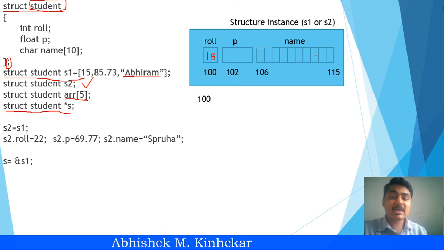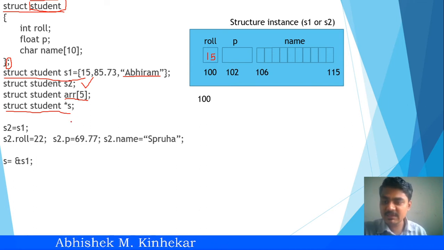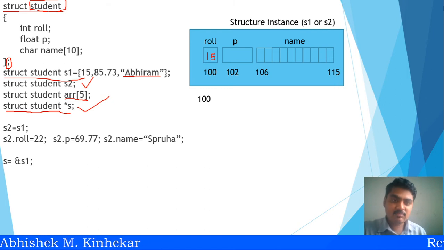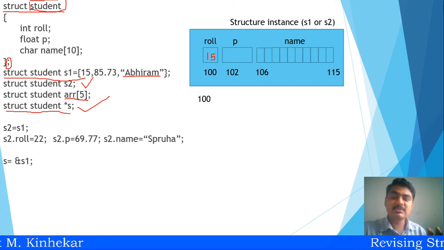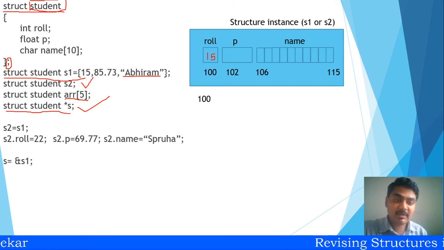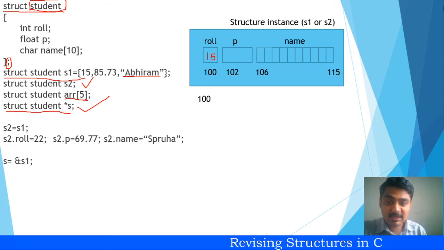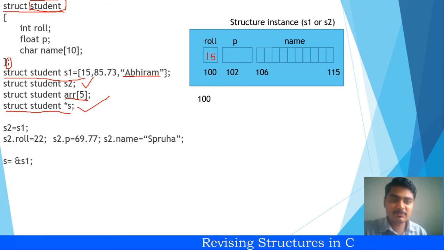Now let us see another way through which we will be instantiating a structure. We know that we have created a structure pointer over here, correct? What does a pointer contain? A pointer simply contains an address of something. In our case, the structure pointer will contain the address of a structure. So how do we give the address of the structure to s? We simply write s equal to address of s1. What is the address of s1? 100. So we will be passing 100 to s, and by using s we can also access roll, p and name.